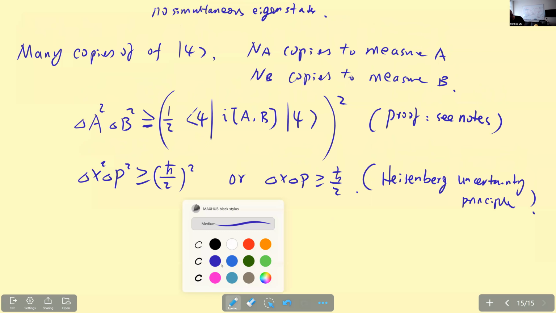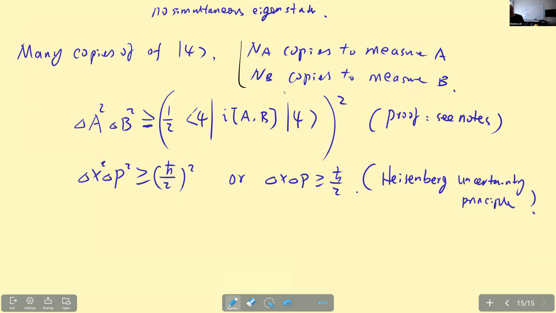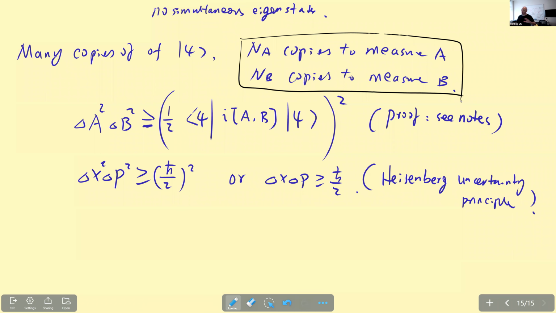And the important thing is already given right here. You can see that here I say that I actually have different copies. On these copies, you just measure A. On that copy, you just measure B. So there's no interference between the two measurements, okay.